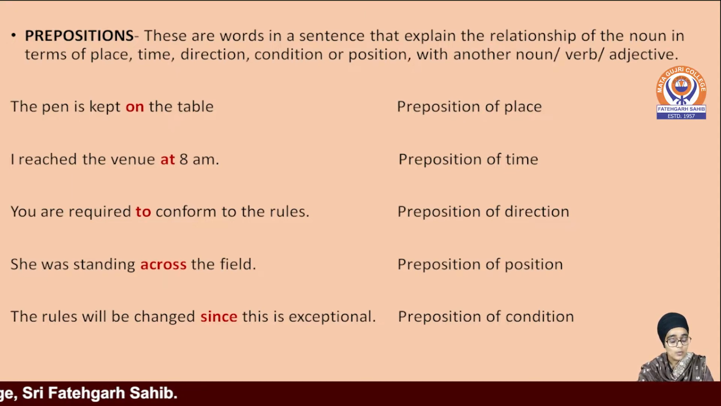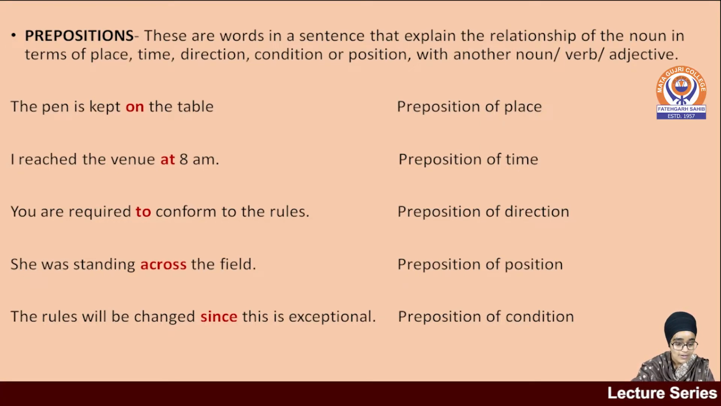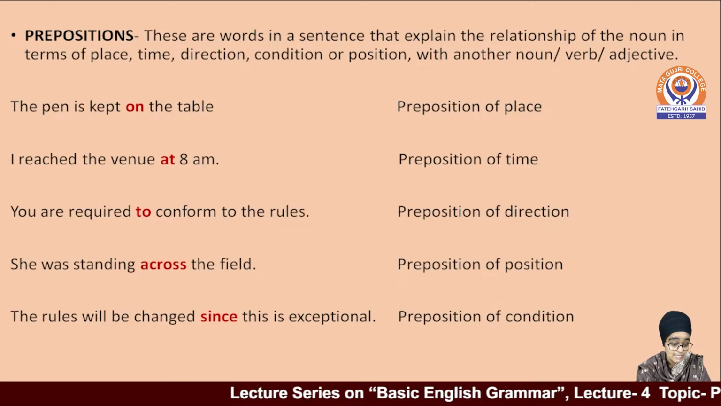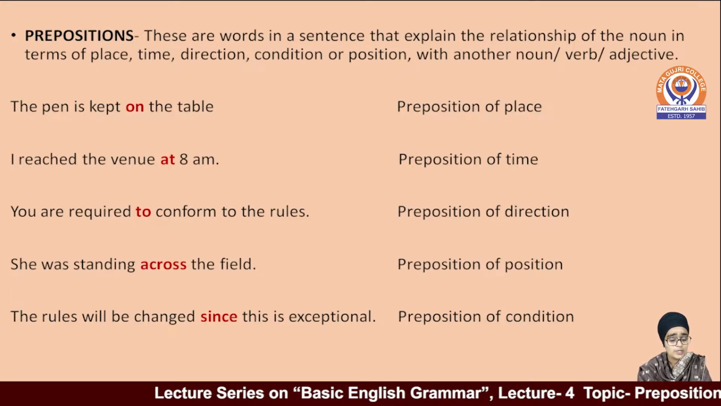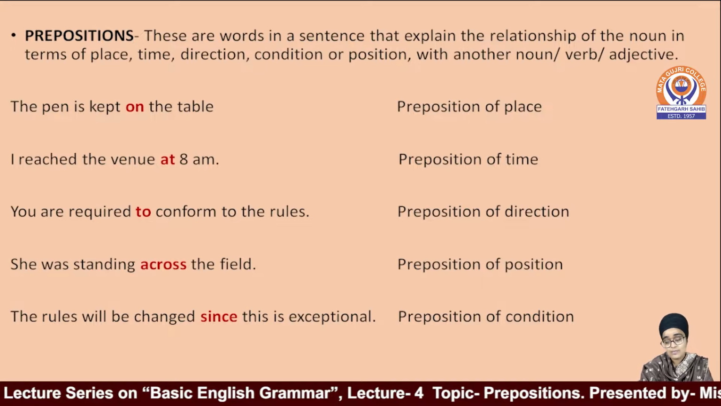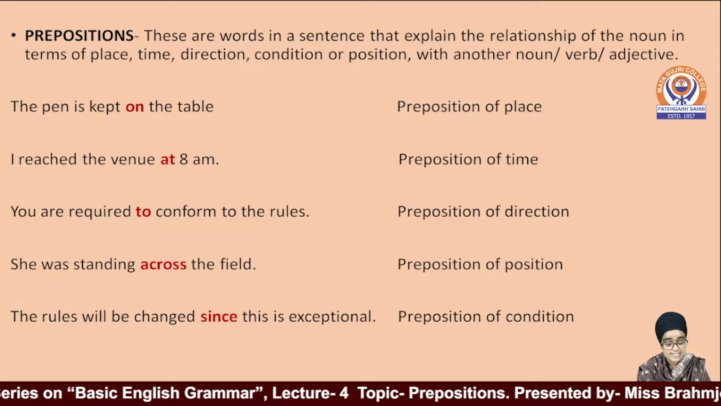Third, you are required to conform to the rules. So the word to here is a preposition of direction. It's giving you some direction, some regulation, so to say. She was standing across the field. So the word across here becomes a preposition of position, suggesting that person's location, where he or she is. The rules will be changed since this is exceptional. So since here becomes a preposition of condition, suggesting some condition.